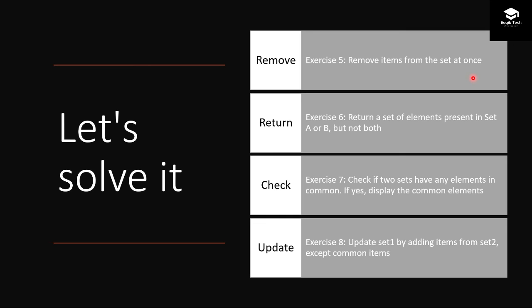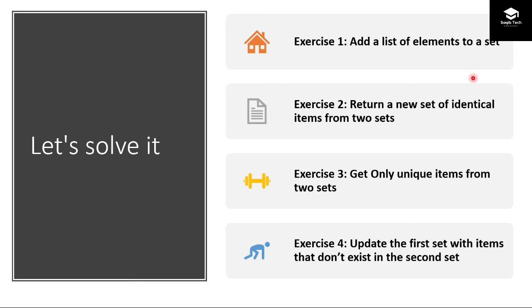Exercise 7: check if two sets have any element in common. If yes, display the common elements. Simple. Exercise 8: update set 1 by adding elements from set 2 except common items. These exercises are similar, with different meanings and different logic. So you need to practice all of them. Most of the exercises are similar, but these are very simple exercises.